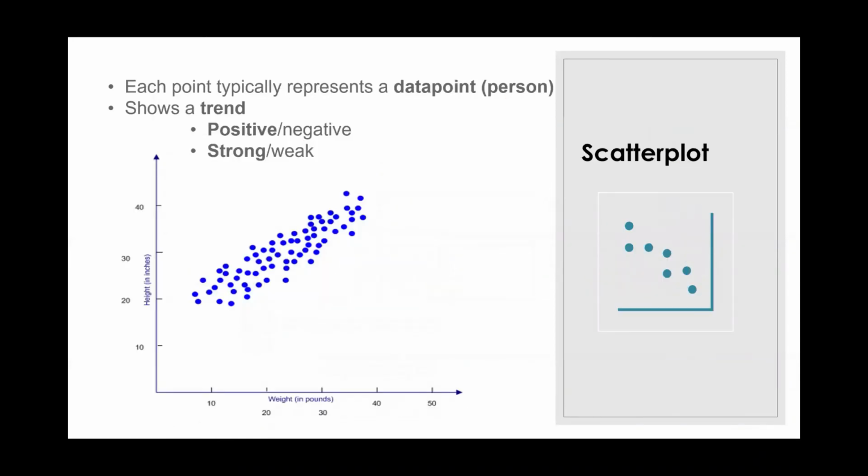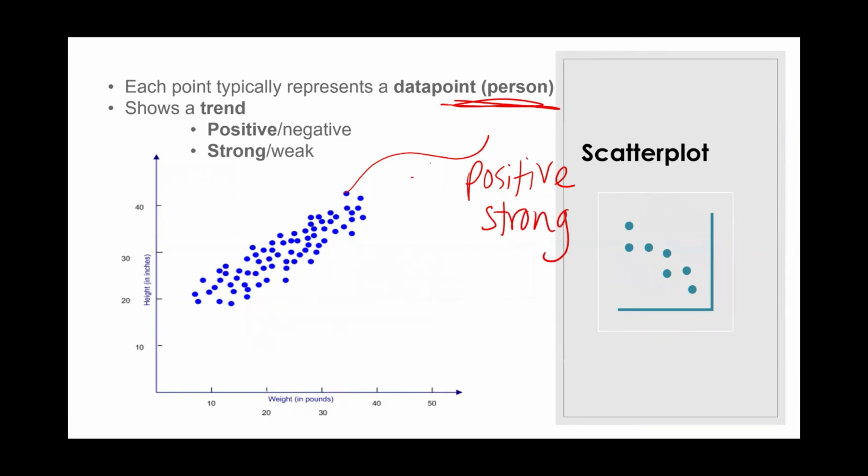Okay, the next graph that we're going to talk about is a scatter plot. Like I mentioned earlier in the class, each of these points represents a person. Each data point is a person. This shows us a trend, and we're going to talk about positive versus negative trends and strong versus weak trends. Right now, I'm going to tell you that this is a positive, strong trend.